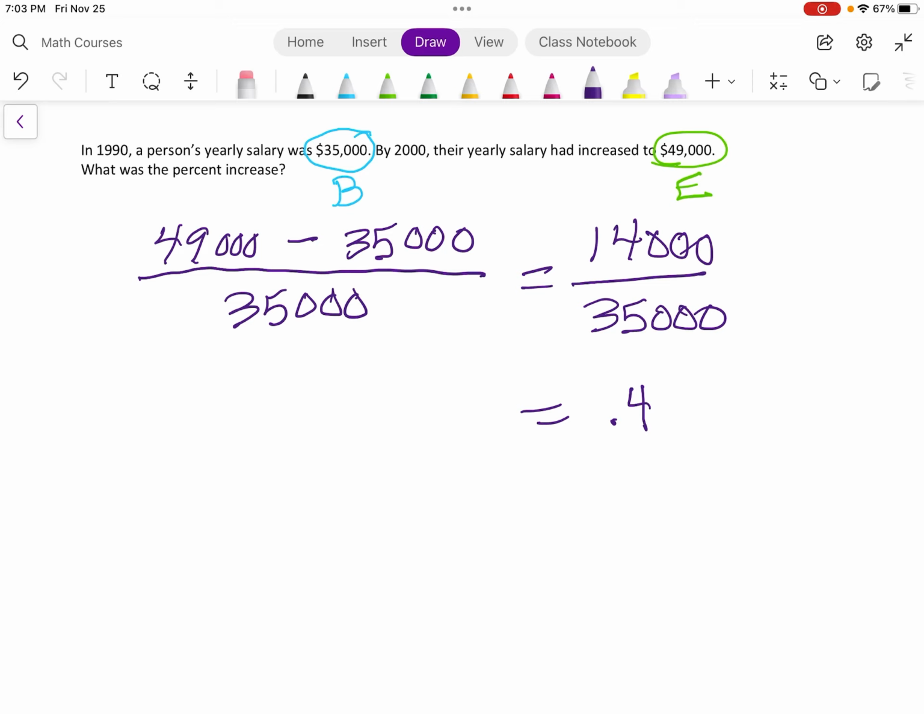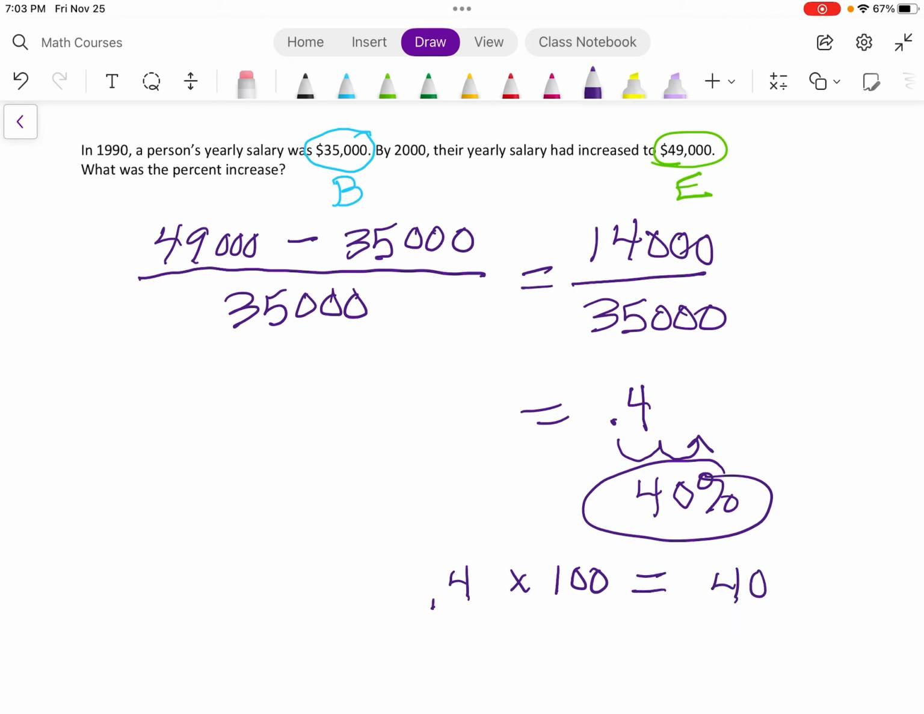Now, so far, I've had you move your decimal places over 2 for the percent. You can also multiply that by 100, and that will give you a percent. For example, this one, if I move the decimal place, I get 40%. But if I times 0.4 times 100, that will also convert to percent, and that will give you the 40%. So either way works well. So there was a 40% increase in salary here.